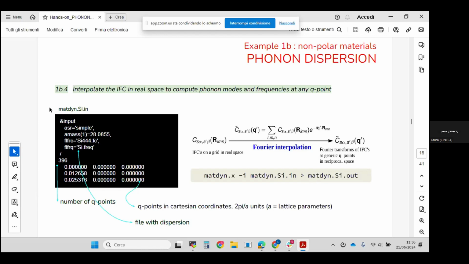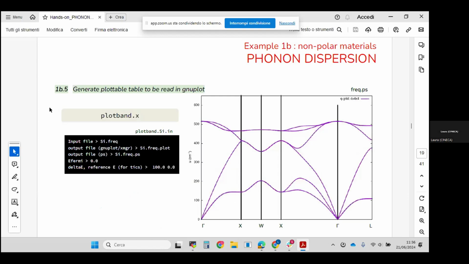Below the namelist, you should set the number of Q points for which you want to compute the dispersion, and then the list of the Q points in Cartesian coordinates. Once you obtain as an output this c.freq file with the phonon dispersion, you can plot it by using a post-processing code provided by Phonon, and this post-processing executable is called plotband.x. Inside plotband.c.in, you find the values that you can put as an input in order to plot the phonon dispersion.